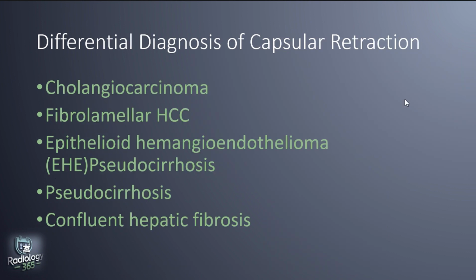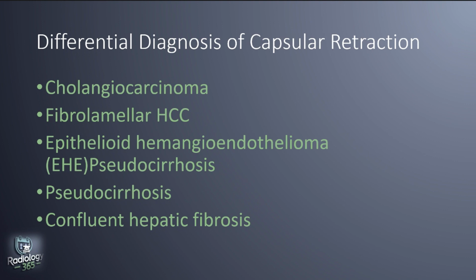Let's take a moment to talk about a really useful imaging clue, the capsular retraction that we have mentioned a bit throughout this presentation. Normally, masses push the liver capsule outward. So when you see the capsule pulled in, it should raise a red flag, and your differential isn't really that long. Cholangiocarcinoma is one, classically causing capsular retraction due to its fibrous nature. Fibrolamellar HCC also has fibrous tissue and may cause capsular retraction.